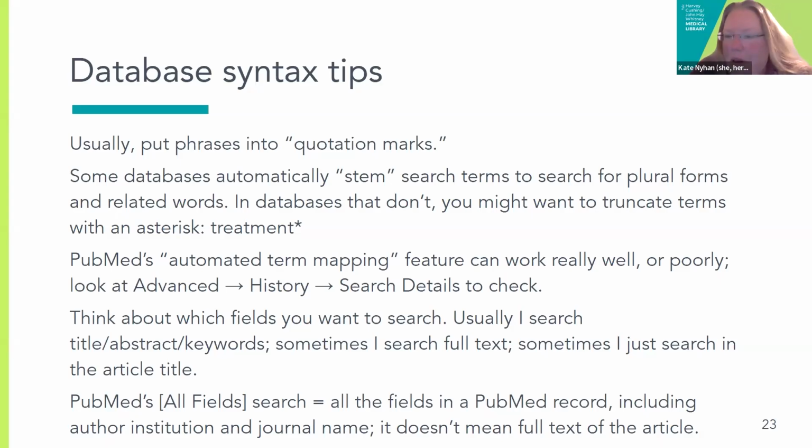Then one more tip about PubMed at the bottom of this slide. PubMed's default includes all fields searches, but in PubMed, all fields means all the fields in a PubMed record. It does not mean the full text of the article. It means the PubMed record, which includes the title and the abstract and the author keywords, but it might also include the name of the journal, the author's institution, even the author's email address. So all fields is not what you might expect it to mean.